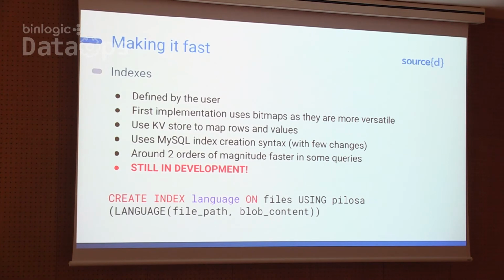The first implementation that we are doing right now uses bitmaps, because for us it's more flexible, and you can use it better for the current use cases. But it's something that we are not going to stop at here. Probably we'll need other indexes for other jobs. You also use a key value store to map positions in the bitmap and the values. We use the MySQL index creation with some changes, so it's not totally alien to people creating indexes.